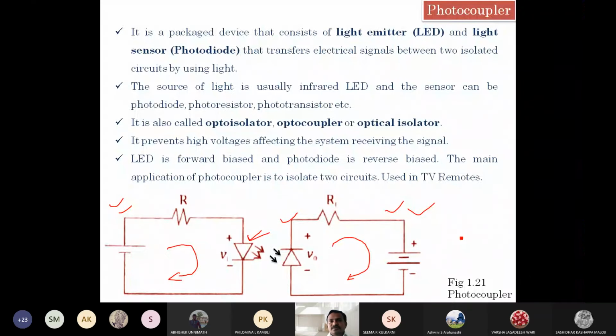Then, any doubt or any discussion with respect to these two devices? If you have any queries, you can ask.